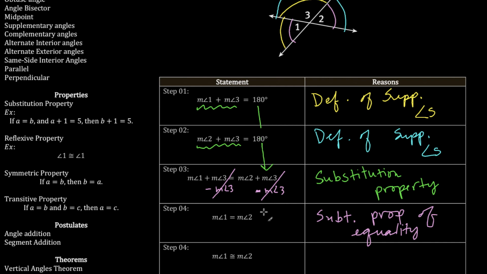Now finally, it's saying that measure of angle 1 is congruent to measure of angle 2. So we went from they're equal to they're congruent. This is pretty basic. If they're equal, that means they're congruent. If two angles are equal to each other, that means they are congruent to each other. That's just the definition of congruent angles.